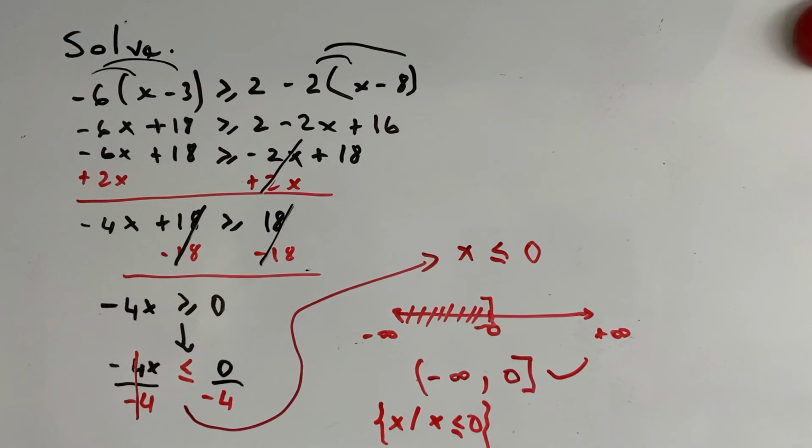And again, another key here is that whenever you divide or multiply by a negative number, you gotta switch the sign. You gotta switch the sign. If it's less than, it's gonna be greater than. If it was greater than, it will be less than. Okay? Remember that. Thank you.